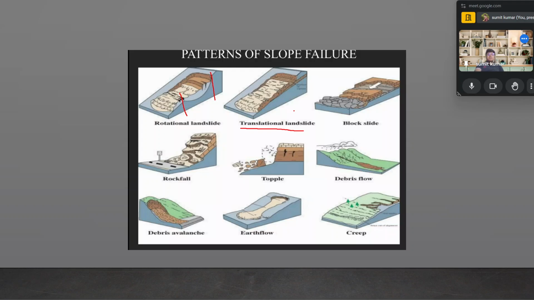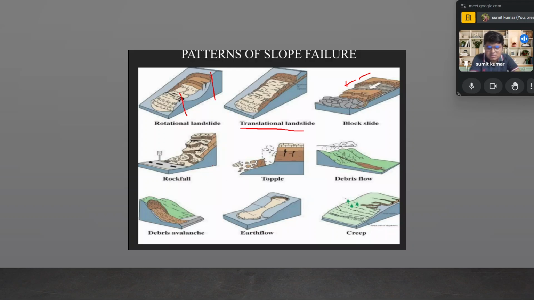Then we see the block slide. In a block slide, the whole soil mass which is present at this point moves along the length and gets situated at the next point. It moves like a block only. That's why it is called the block slide.